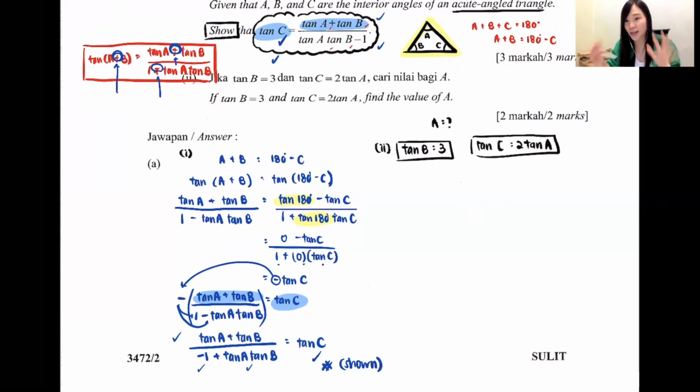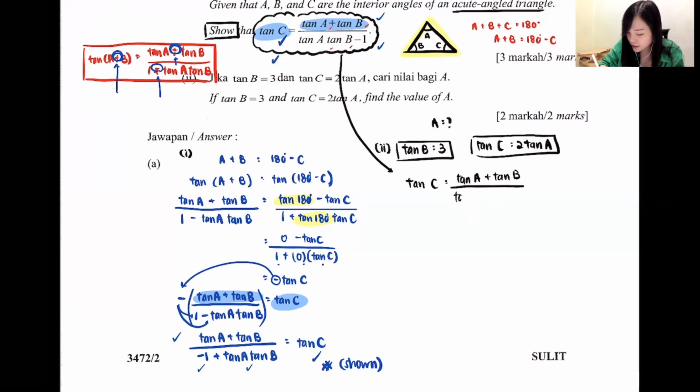Because B2, whether you can do or you cannot do, they already pre-tell you that tangent C will be tangent A plus tangent B over tangent A, tangent B minus 1. So since they already provide you this, definitely you guys can use it, even though you couldn't do the B1, right? The answer they already provided. Just use it. So what can I do, my dear? I will sub whatever I know, okay?